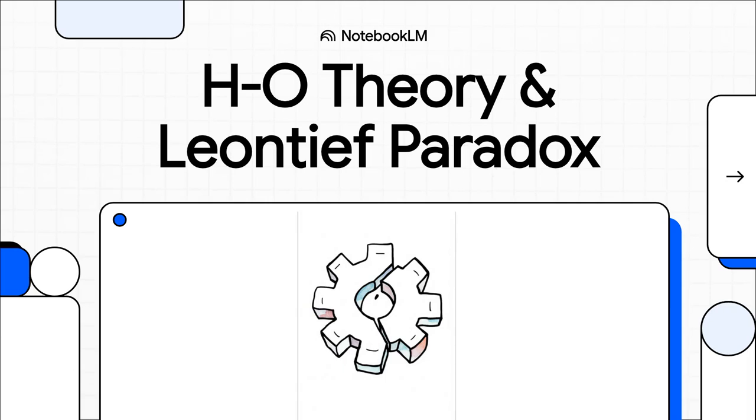Today, we're diving into a story from the world of international trade. It's about a theory that is so logical, so intuitive, you'd think, yeah, that has to be right. But then, an economist took a look at the actual data, and what he found turned everything completely on its head. Let's get into it.